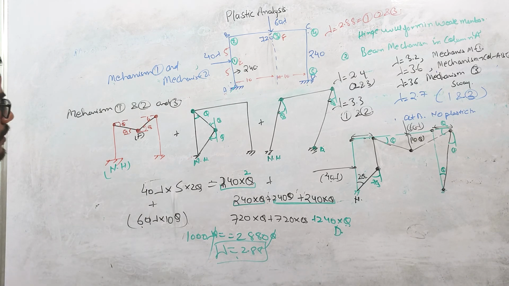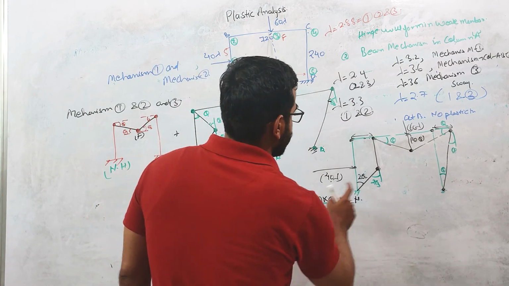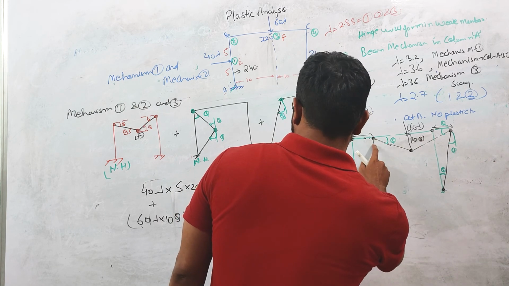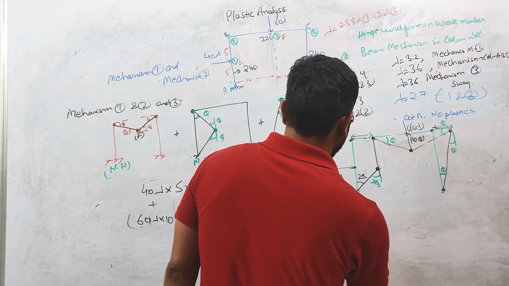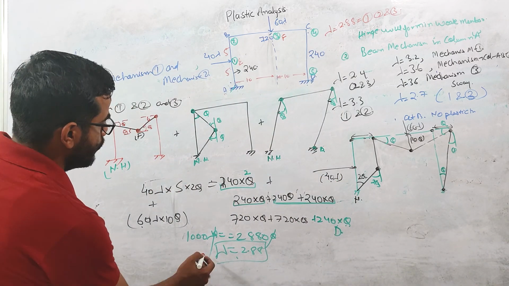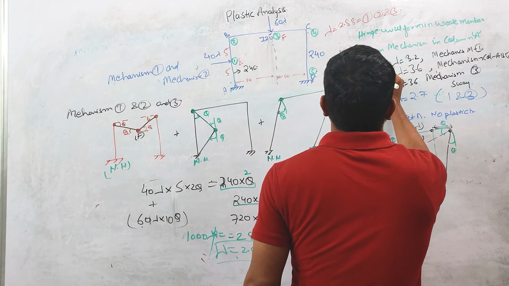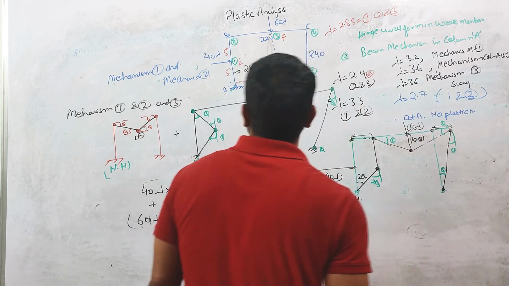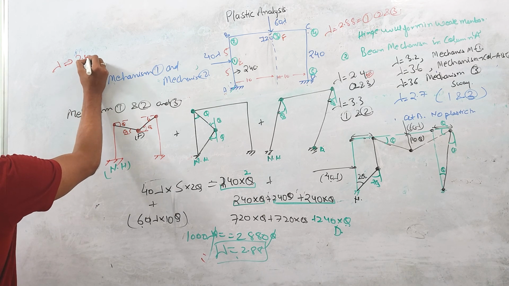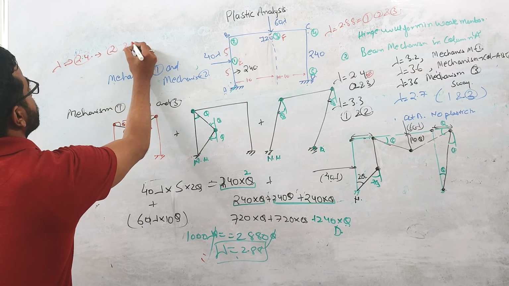Okay guys, so let us check it once again. 240 into 2 theta here, 240 into theta at this point, 240 into theta at this point, 240 into theta, these 2 points, 720, 240 theta. Okay, so here this is 40 lambda into 5 theta. So lambda is coming out to be 2.88. So you can see that the critical one was 2.4. Okay, the designing load factor will be lambda equals 2.4, and which happened when we combined mechanisms 2 and 3.